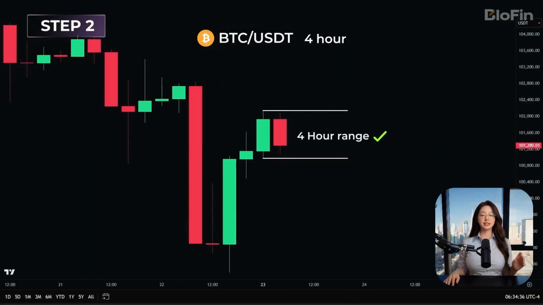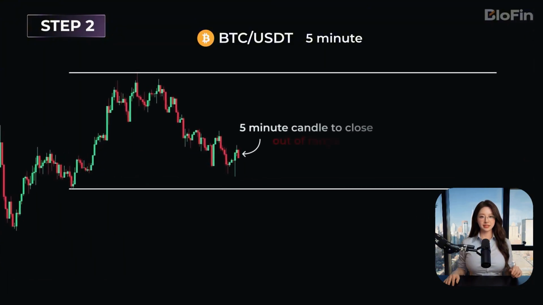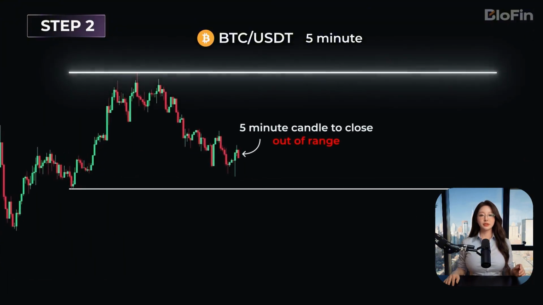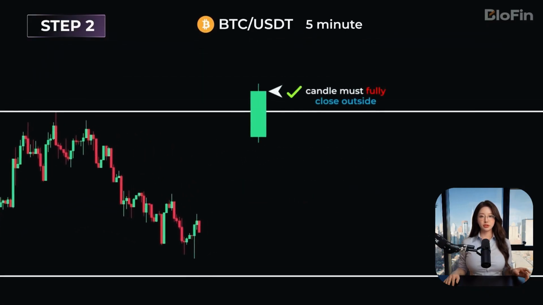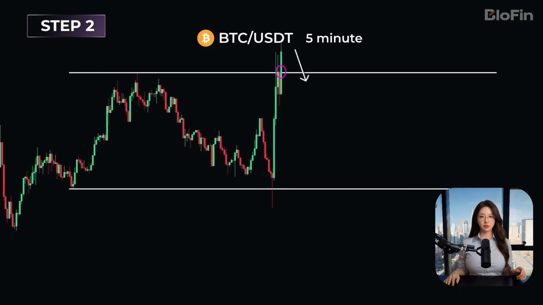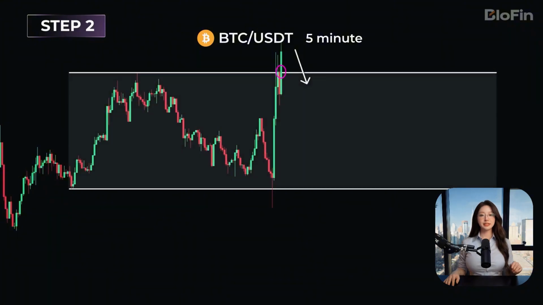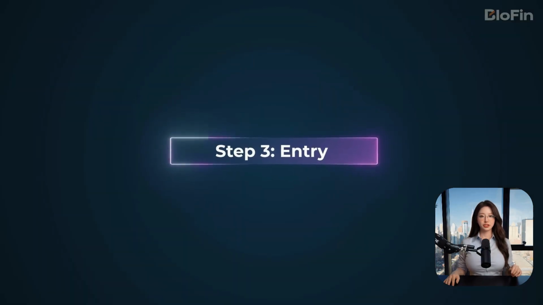So after the 4-hour range is identified, we go down to the 5-minute time frame to look for a scalp setup. The setup we're looking for is when the 5-minute candle closes outside of the range, either the range high or range low. But again, the key here is the candle must fully close outside. Wicks alone don't count. After the breakout, we then wait for price to re-enter and close back inside the range again, but make sure that all of this happens within the same day as the 4-hour range we marked. Once that sequence plays out, we move to step 3, which is our entry.